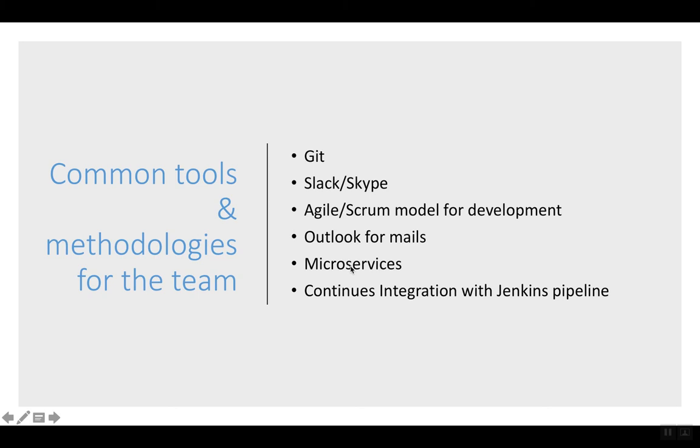Microservices are very hot words nowadays, just like clouds. Instead of creating one big bulky system, you divide your task into small, separate, independent components which will then interact with each other. So that is about microservices, and this is Outlook for mails, and you can use Slack or Skype.